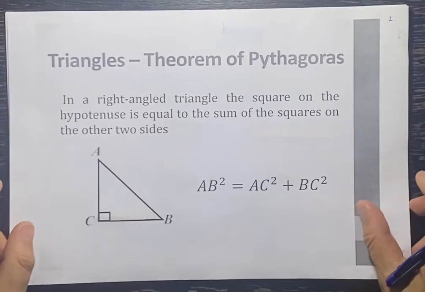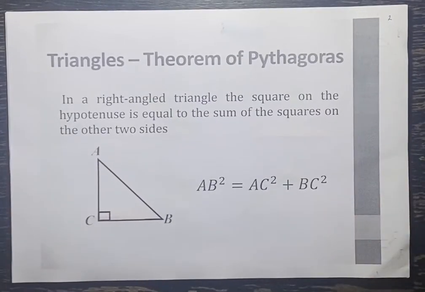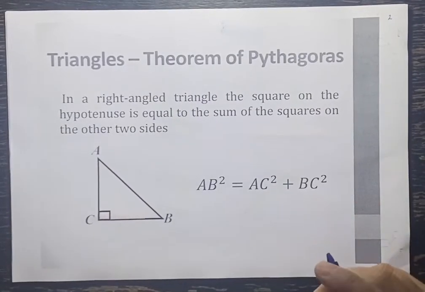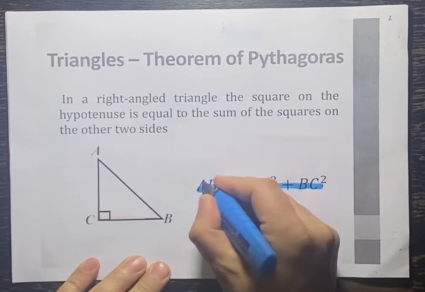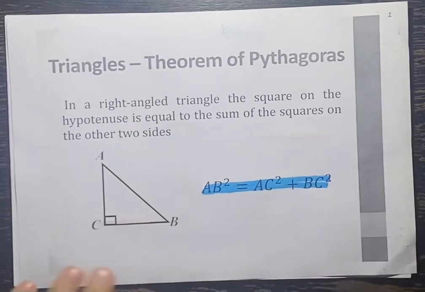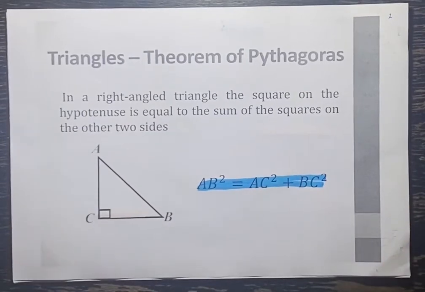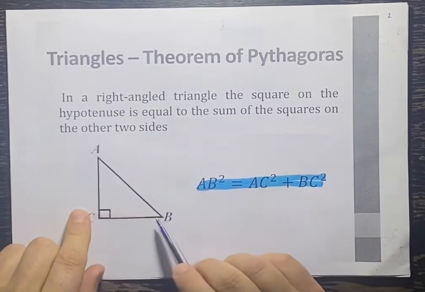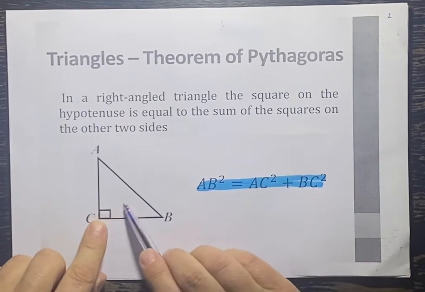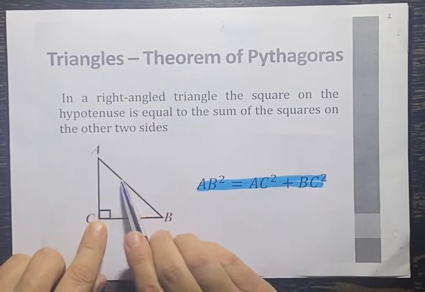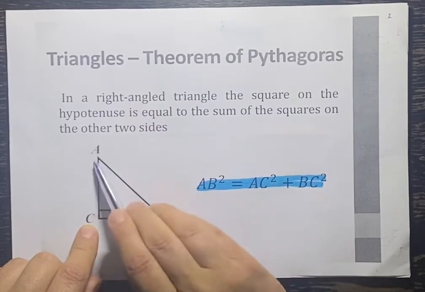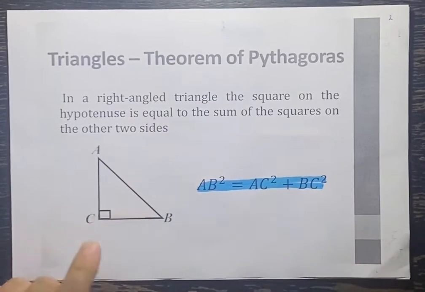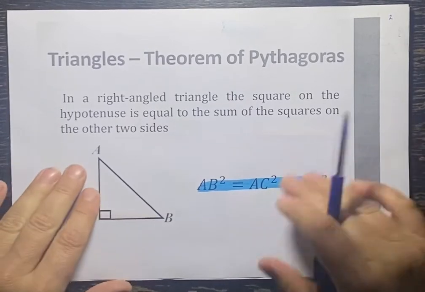Another thing that you did last year was Pythagoras. Remember, this is the formula for Pythagoras, where the hypotenuse squared, and remember your hypotenuse is always the side opposite the 90, is equal to the sum of the other two sides squared, okay? And we're going to use Pythag to help us find the lengths of other sides.